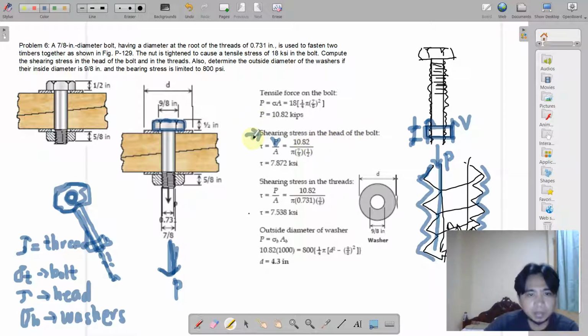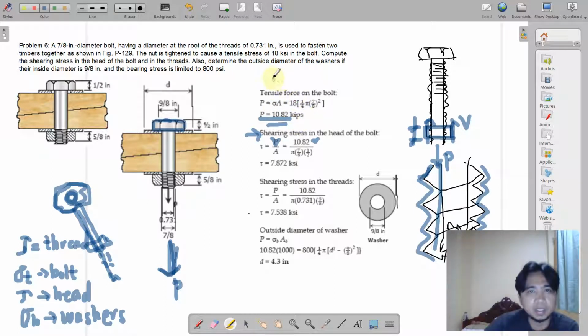So that is equivalent to 10.82 kips. So 10.82 kips is initially derived out of the tensile force on the bolt, because we will use the condition in the problem in order to come up with the value of P. So where shall we get that one? We take advantage of the given.